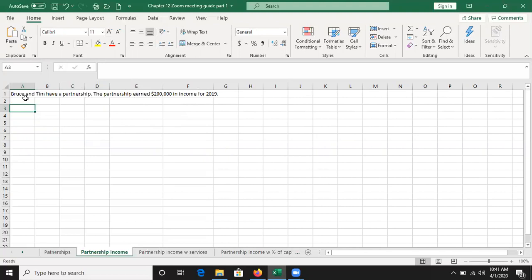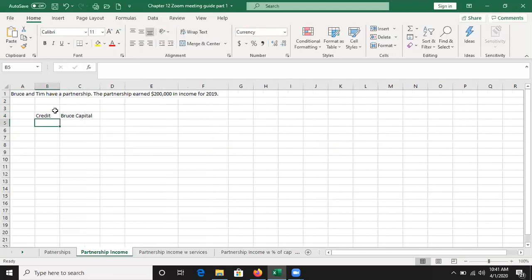Okay, 50%, 50%. So that means of this $200,000, 50% is going to be credited to Bruce Capital, and then 50% is going to be credited to Tim Capital. Okay, $100,000. The debit goes to income summary. So remember that T-chart, income summary had a $200,000 credit. Now it needs to be debited 200,000 to eliminate it.